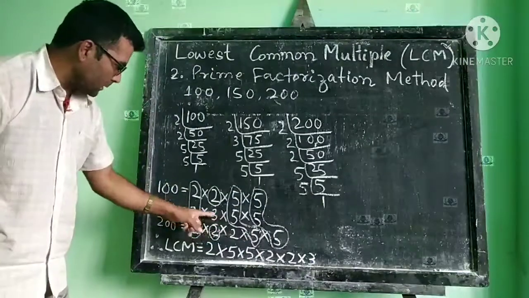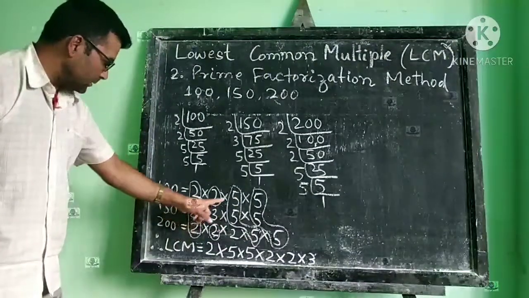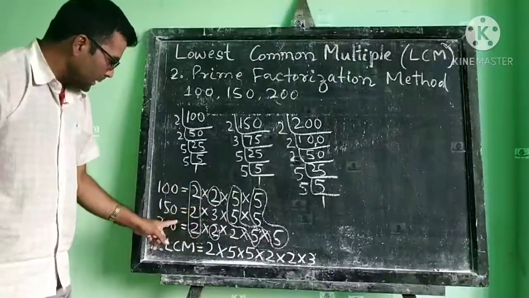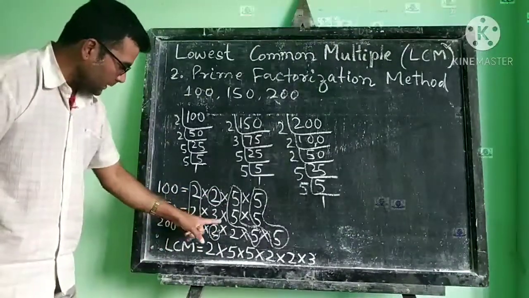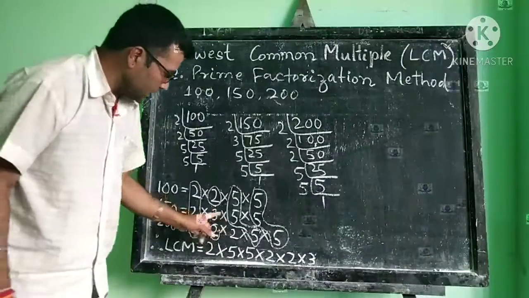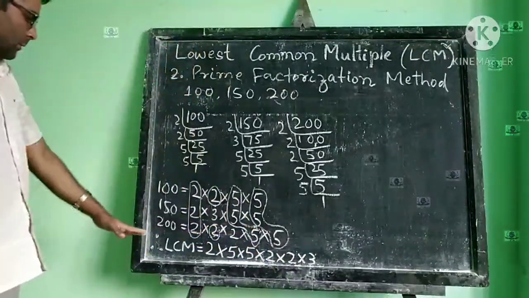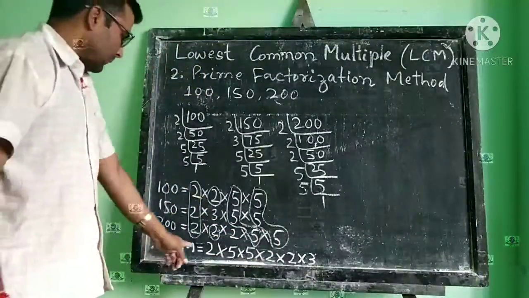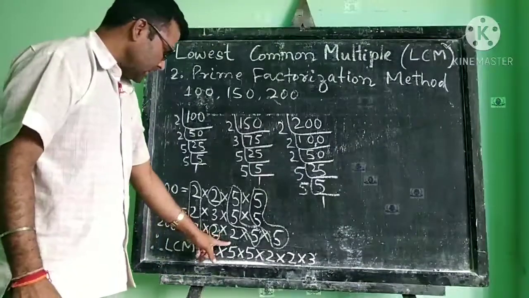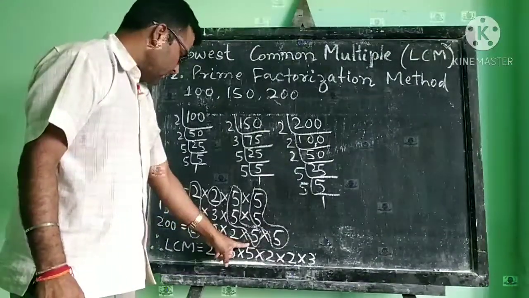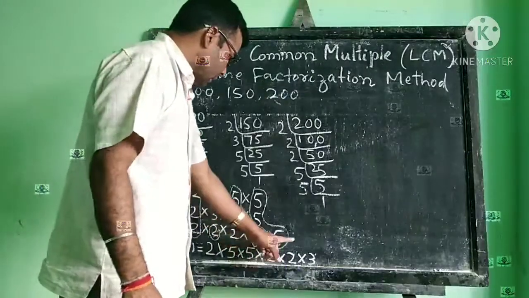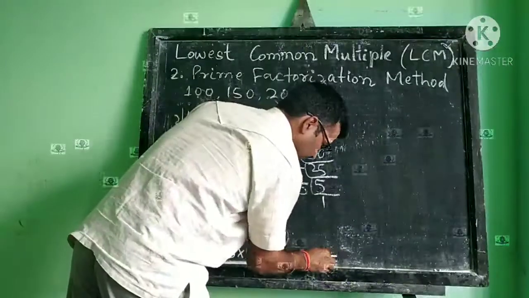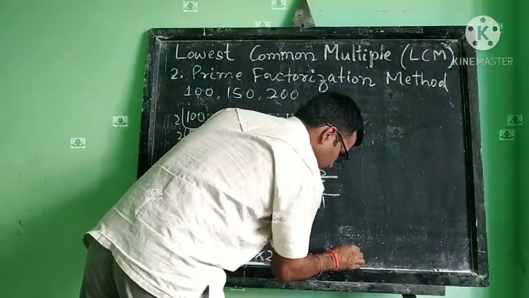Now these are not common in any number. This 3 is here only, not in the other two numbers. This 2 is here only. It won't have any pair in other numbers. So left out numbers are 2 and 3. These 2 and 3 also we have written here. Now we need to find the product of all these numbers. So 2 5s are 10, 10 5s are 50, 50 2s are 100, 100 2s are 200, 200 3s are 600. So 600 is the LCM of these numbers.